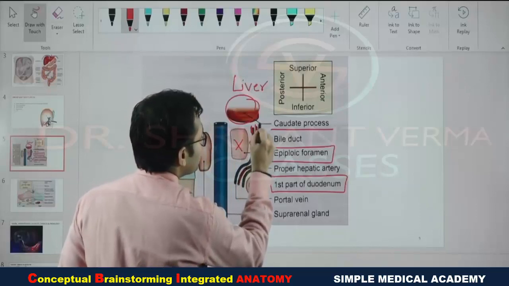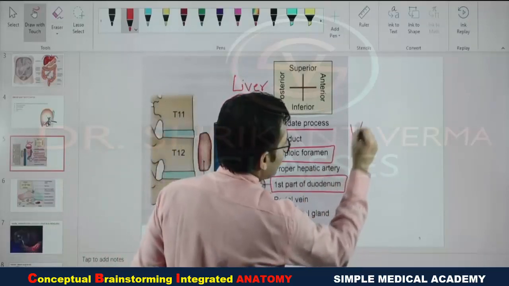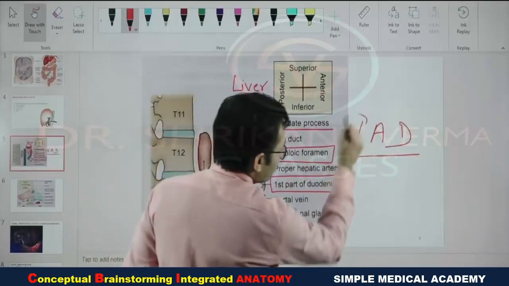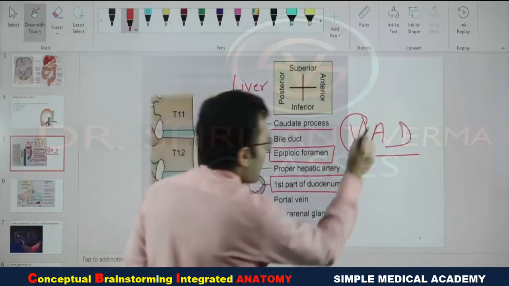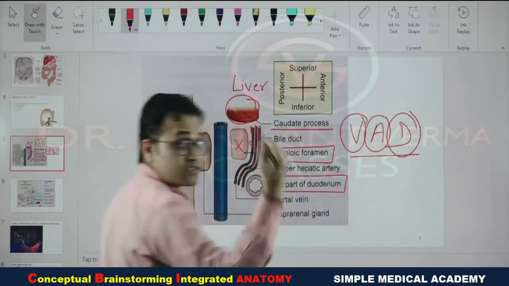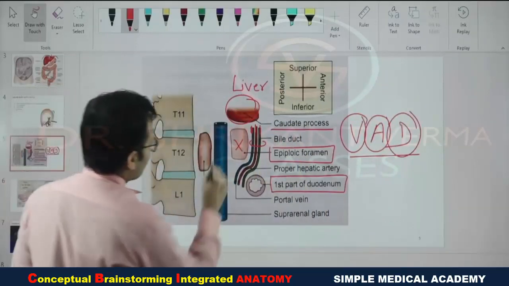And anterior boundary is formed by the blue color, red color and the green color. This blue, red, green are nothing but these are the vein, artery and the duct. VAD. Yes, vein. Which vein? Portal vein. A, artery. Which artery? Hepatic artery. And D, duct. Which duct? Bile duct. So these are forming the anterior boundary.